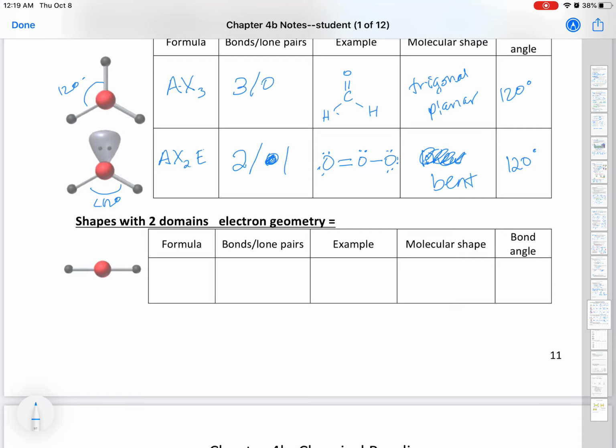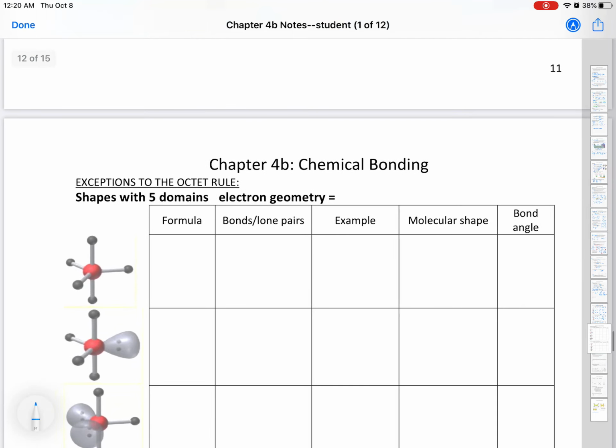And then the last one on this page, this electron geometry shown here, is called linear. It's just got 2 bonds and no lone pairs, so a formula of AX subscript 2. An example would be carbon dioxide, which looks like this. The carbon in the center just has 2 bond domains coming out of it, and this is still a linear shape, and that bond angle here is 180 degrees.